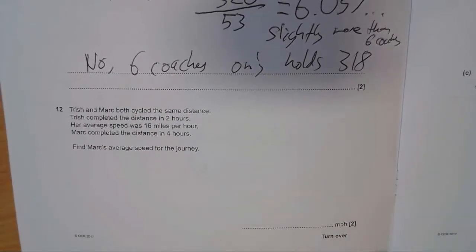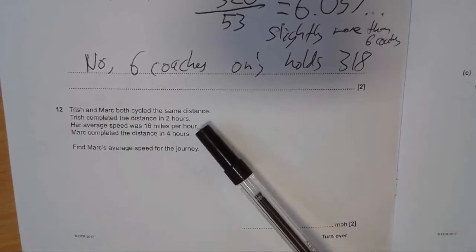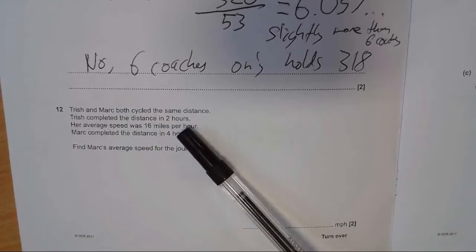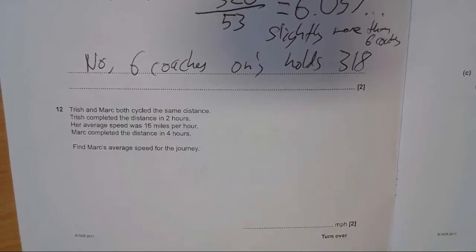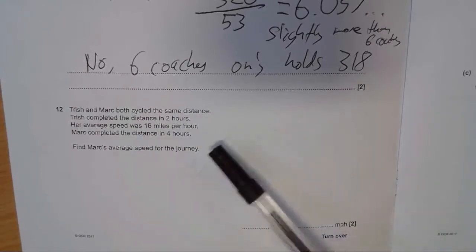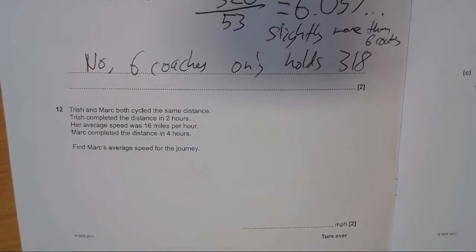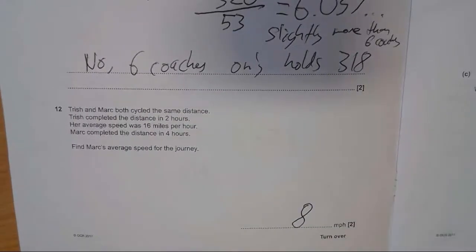I'll give you the common sense way of thinking about this to start with. Trish did it in 2 hours, and her average speed was 16 miles per hour. Mark took twice as long. If you take twice as long, your speed would be half as much. So 8 miles per hour.